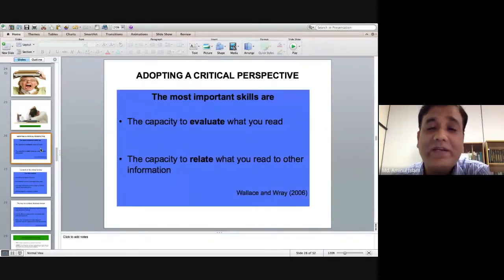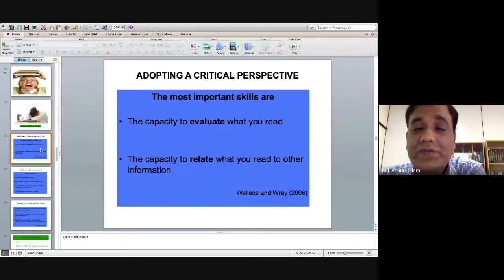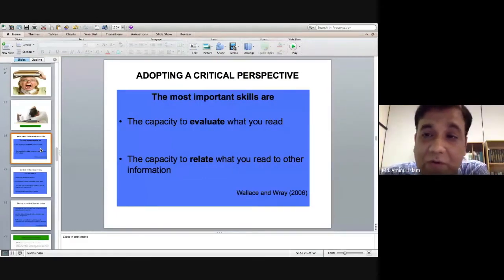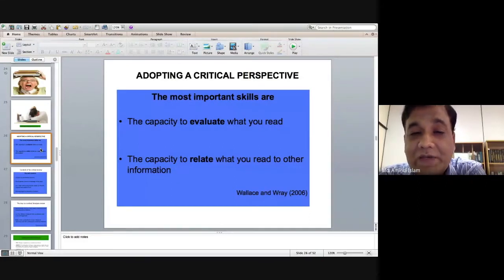Now, some critical perspective that we need to adopt. We need to have a skill, or capacity, to evaluate what we read. So when you read a paper, we have to have that skill to evaluate the paper. We definitely need proficiency in the language the paper is written in. If it is written in English, then our English has to be proficient enough so that we can understand the paper. I think those of you who are with me in the session now will agree with me.